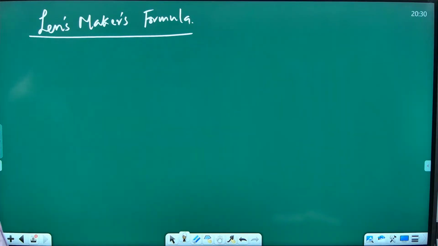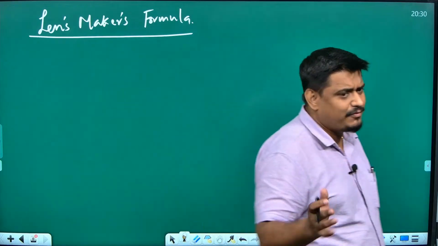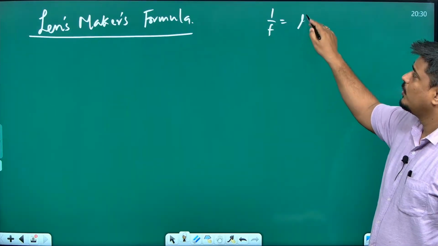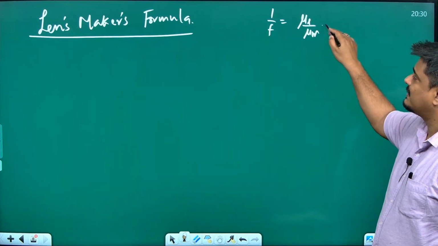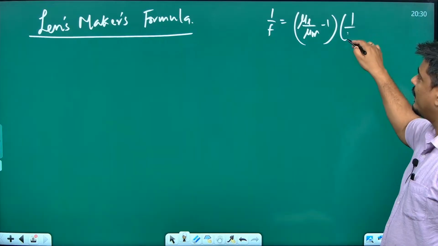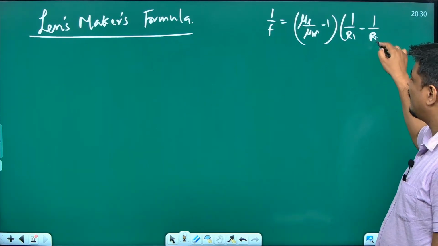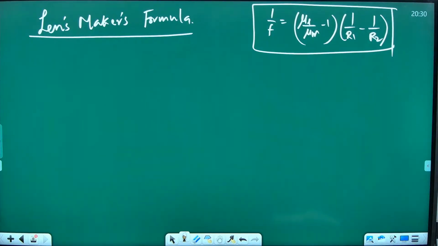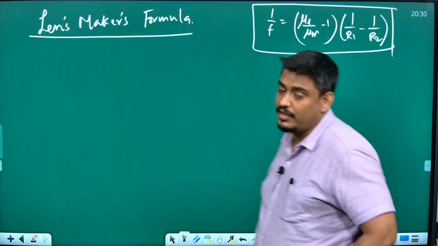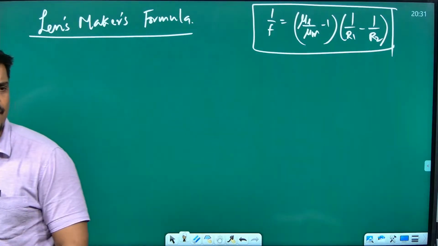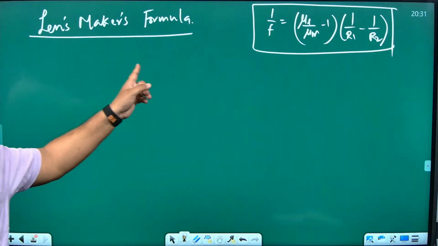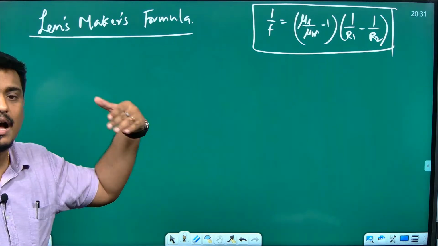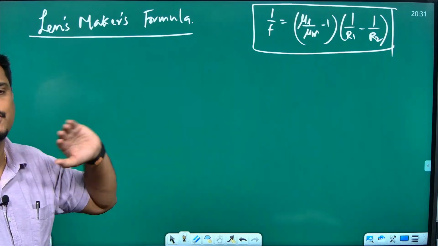I will give you the final result at the beginning itself, and we will get that by derivation. We are going to get 1/F = (μL/μM − 1)(1/R1 − 1/R2). This is the final expression of the lens maker's formula. How it comes, we will derive it now. μL is the refractive index of the lens, μM is the refractive index of the medium, and R1, R2 are the radii of curvature of both the sides.